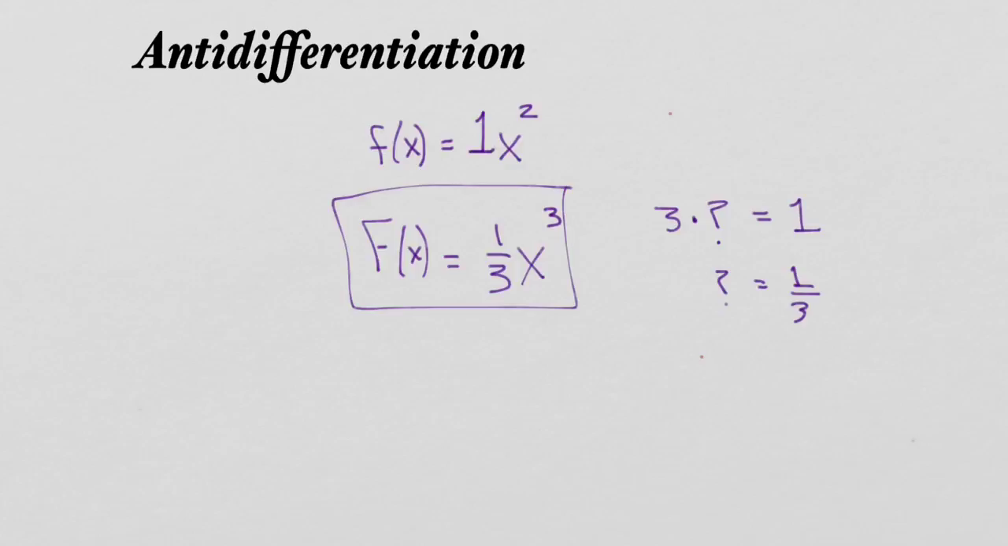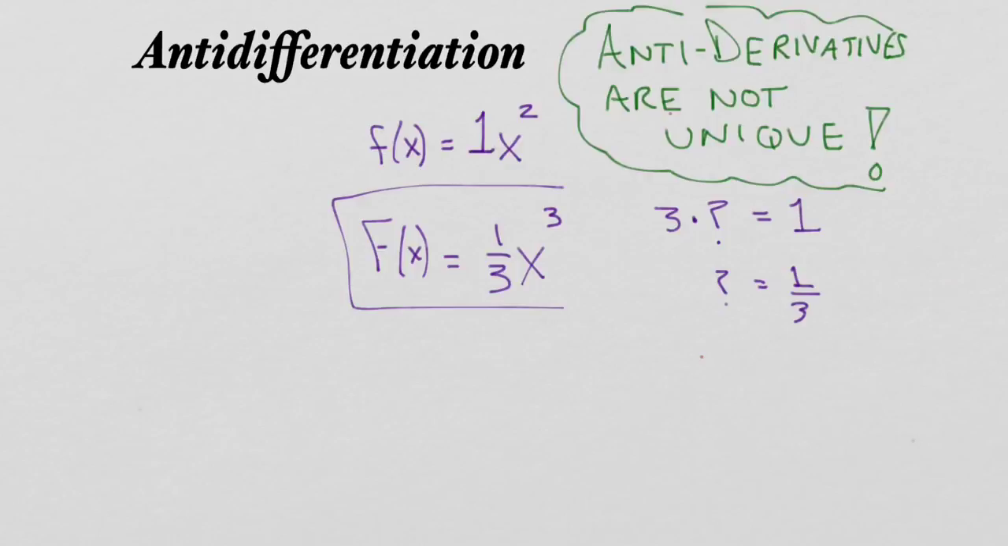There's one point that is unique to antiderivatives that is worth talking about, and that is that antiderivatives are not unique. Which simply means that there are multiple possible correct answers for any antiderivative. If we look at this example that we've begun with, if f of x is 1x squared and I antidifferentiate to 1/3 x cubed, there is no reason why my answer can't be 1/3 x cubed plus 4.